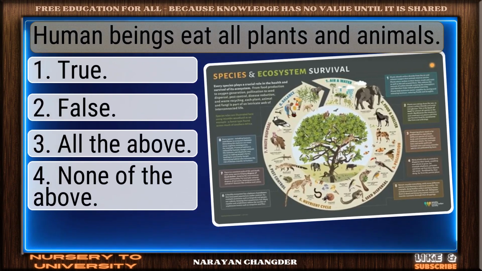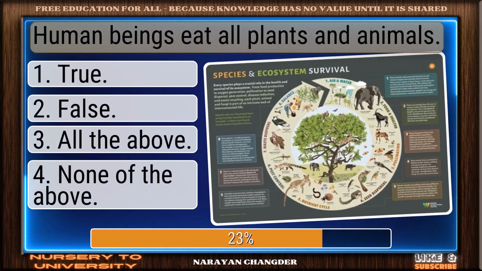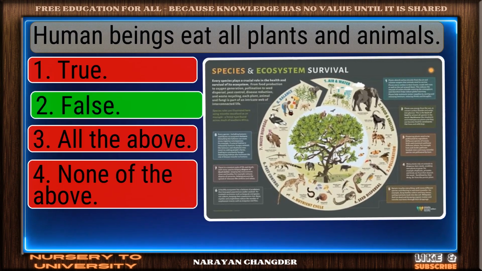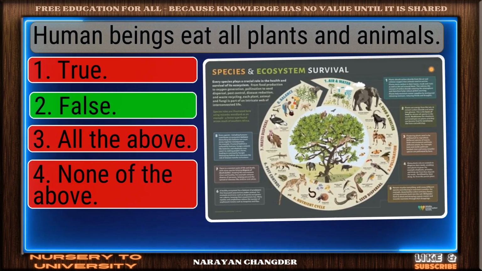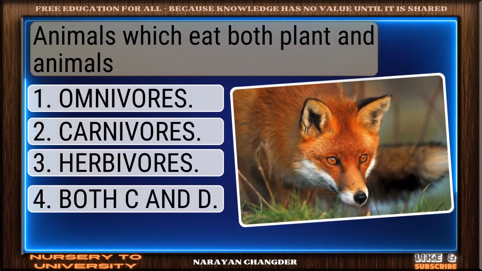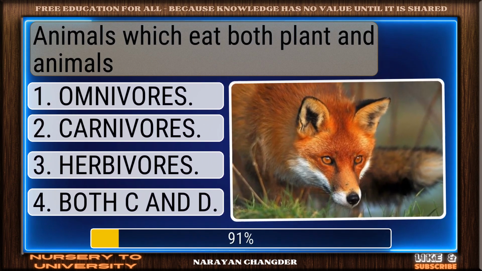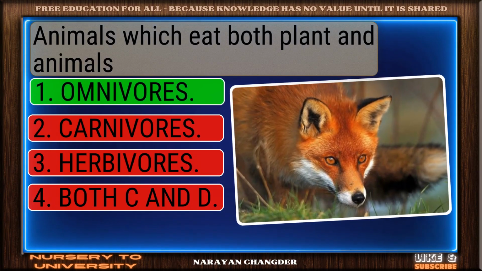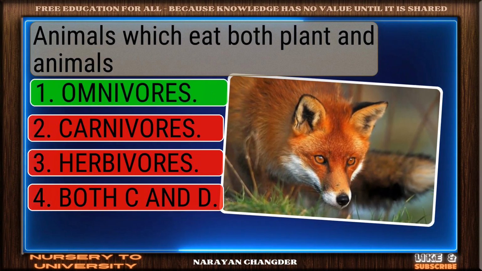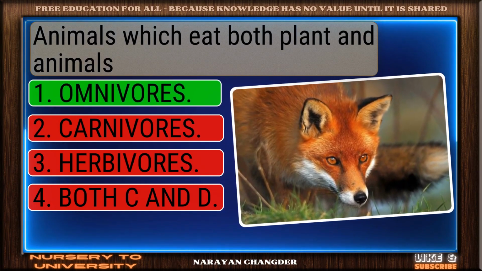Human beings eat all plants and animals. Perfect. False is the correct choice. Animals which eat both plant and animals. Correct response. Omnivores is the most accurate answer.